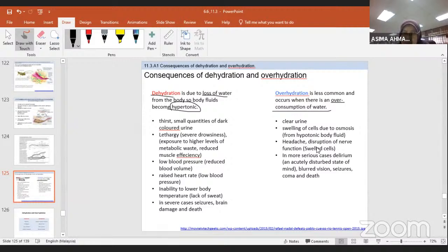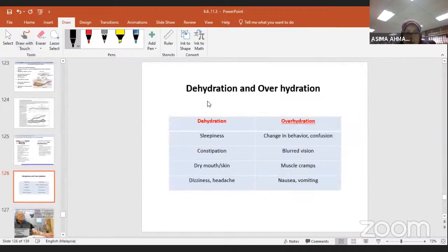And then headache, disruption of nerve function due to swollen cells, including the nerve cells. This will cause disruption to nerve function, causing headache. And in more serious cases, delirium, an acutely disturbed state of mind, blurred vision, seizures, coma, and death. So it can be fatal also for overhydration. Tapi jarang lah, macam saya cakap tadi, biasanya orang tak minum terlebih sangat.